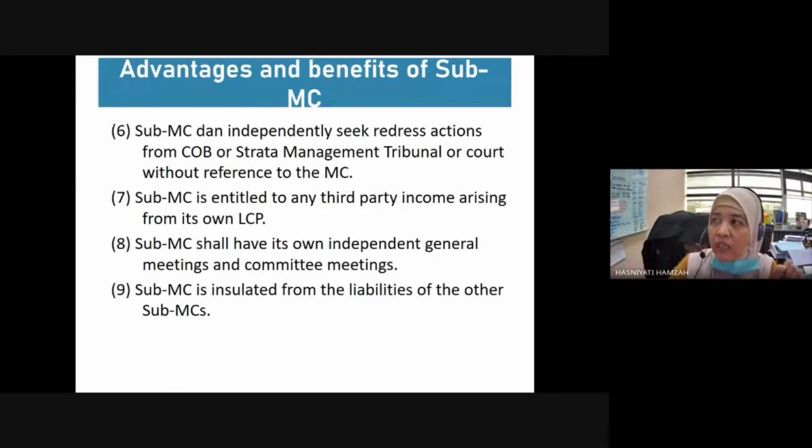Contohnya liability negligence kan, negligence in the apartment punya user. Okay, berlaku negligence di situ, ada orang sudah saman sub-MC di situ which tidak berkaitan dengan sub-MC lain. You don't have to pay using your money. Sebarang liability tu that particular sub-MC lah yang akan tanggung. Faham tak? So the other sub-MCs insulated, don't have to go through the same liability ataupun same legal punya problems.